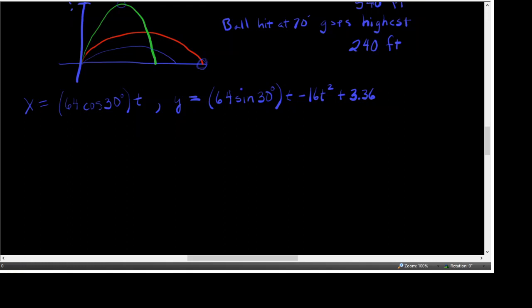And so if we simplify, cosine of 30 degrees is square root of 3 over 2 times 64 is 32 square roots of 3 t. And y will be sine of 30 degrees is 1/2 times 64 is 32t minus 16t squared plus 3.36.